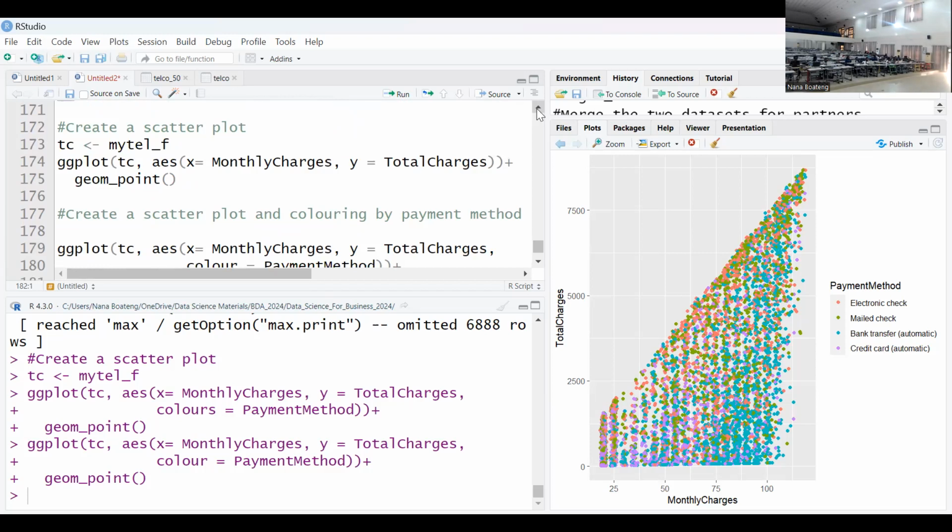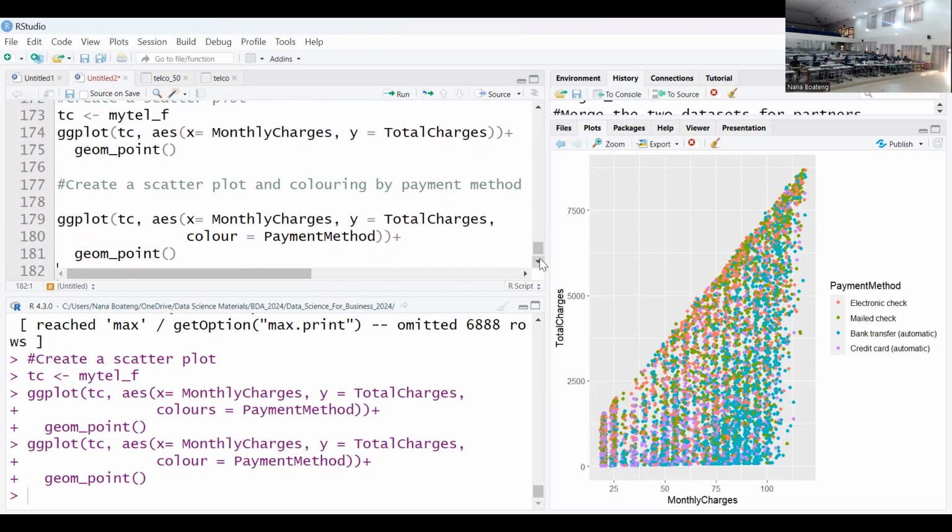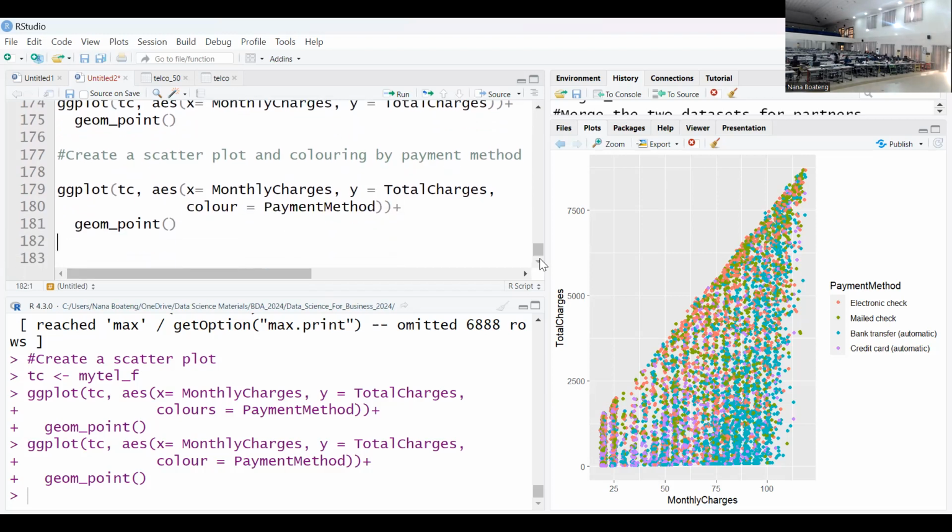So we have the ggplot that brings the colors in, from line 174. We created a ggplot on the TC data, and then we specify in the aesthetics that the monthly charges should be X, and the Y should be total charges. Then we specify it should color by payment method. And then we want to use a scatter plot, so we use a geom_point.